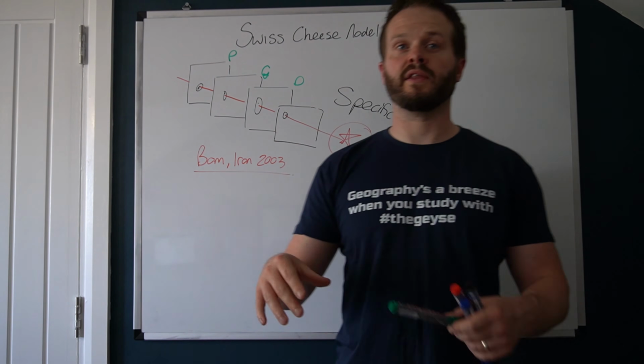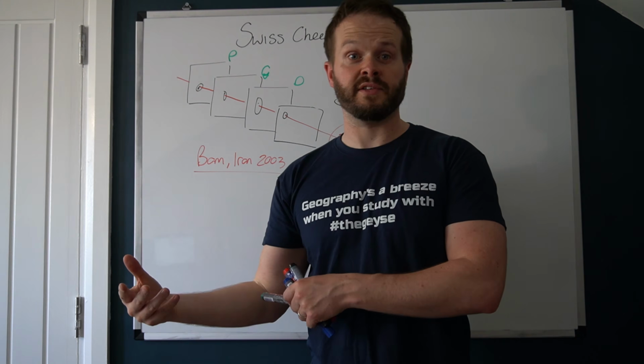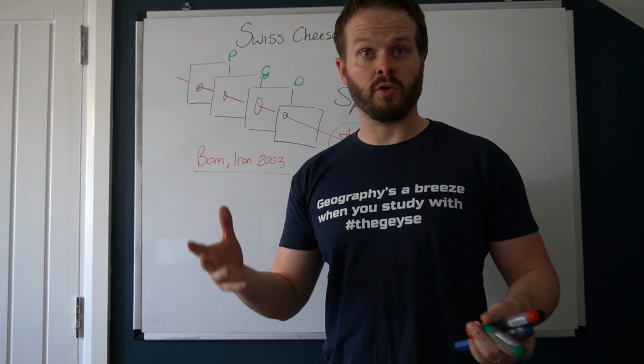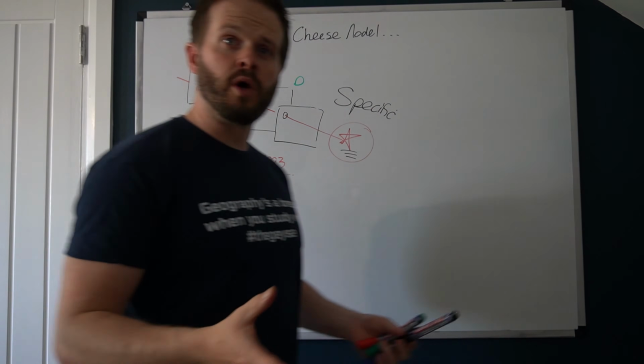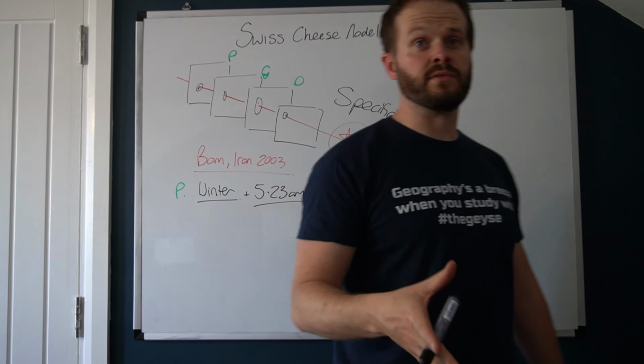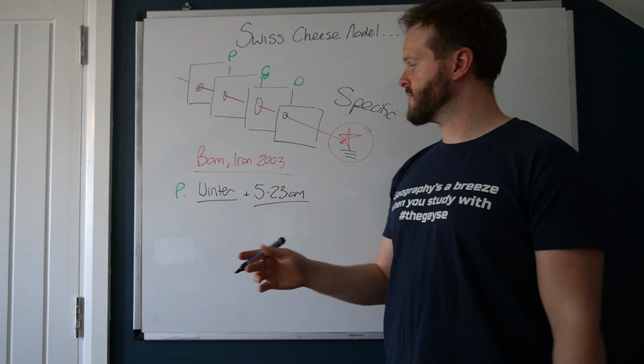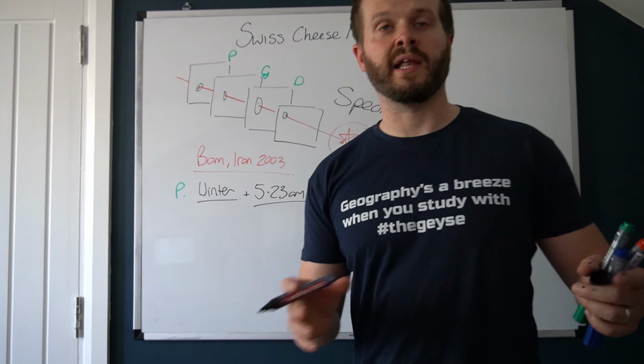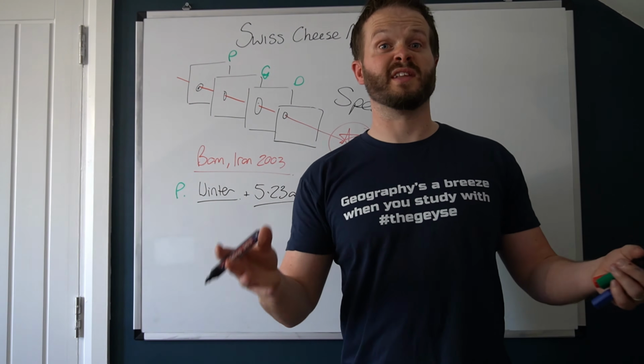So I'm going to show you that there were specific physical, governance and development factors that led to the outcome that they experienced. The physical ones are dead simple. First one, it was winter. The second one, it happened at 5:23 a.m. So both of those physical factors: winter means that when the buildings collapse and people are exposed to the elements, there's an increased likelihood of hypothermia.